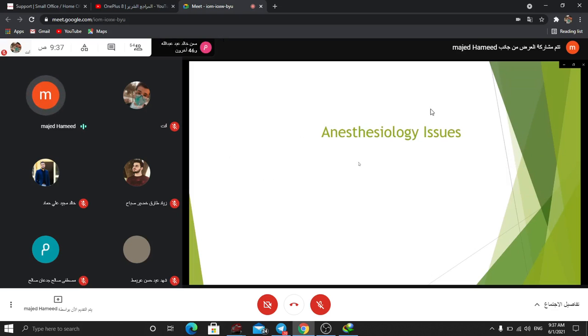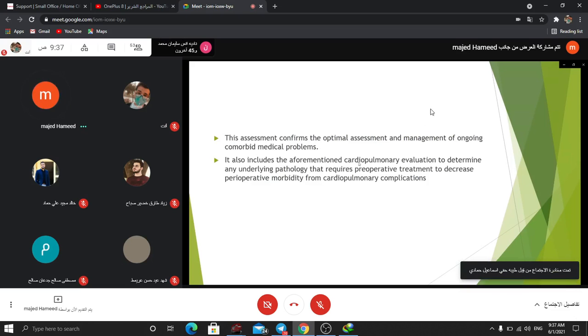Regarding anesthesiology issues, this assessment confirms optimal assessment and management of ongoing comorbid medical problems. It also includes the aforementioned cardiopulmonary evaluation to determine any underlying pathology that requires preoperative treatment to decrease perioperative morbidity from cardiopulmonary complications.